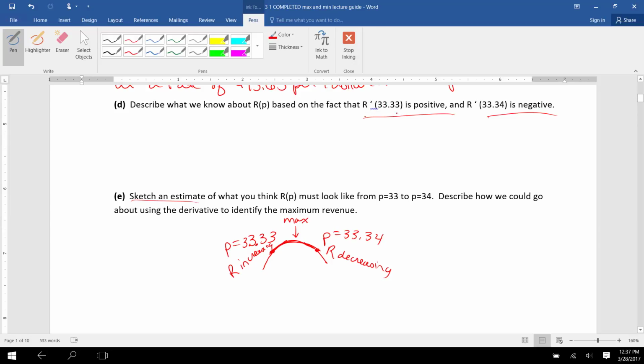So the fact that R prime was positive means R was increasing at that instant. And when R prime was negative, we know R is decreasing at that time. So if you think about the graph of revenue, it's going up, and then just slightly to the right it's going down. So it makes us think there's going to be a maximum at the point in between. So somewhere around there exists the price at which revenue is highest, the price they should charge to get the highest revenue. So our goal here, huge goal in Unit 3, is to be able to identify maximums and minimums.